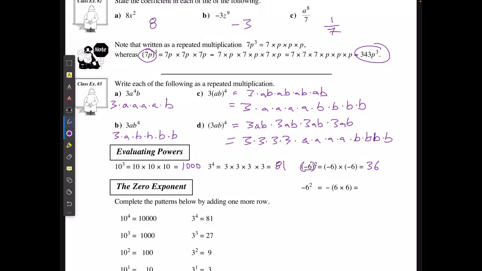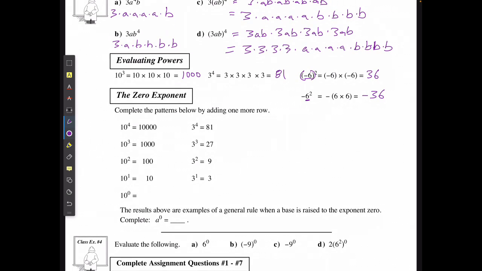If I had negative and then 6 squared, because it's not in brackets, that's actually the same as negative 1 times, and the base is actually only 6 squared. So negative 1 times 36 would give me negative 36. Once again, the brackets are really important to distinguish what the answer is going to be.